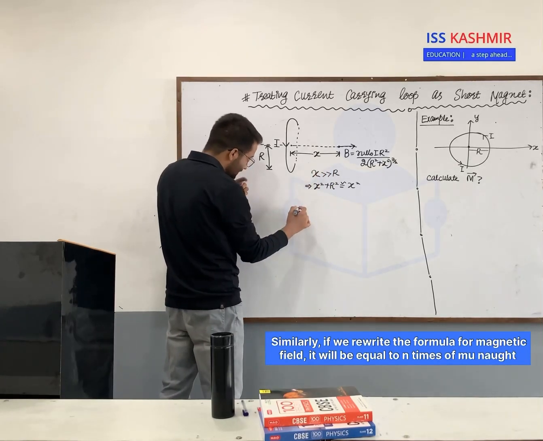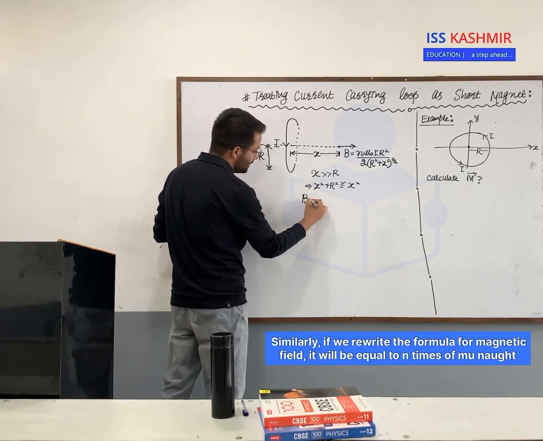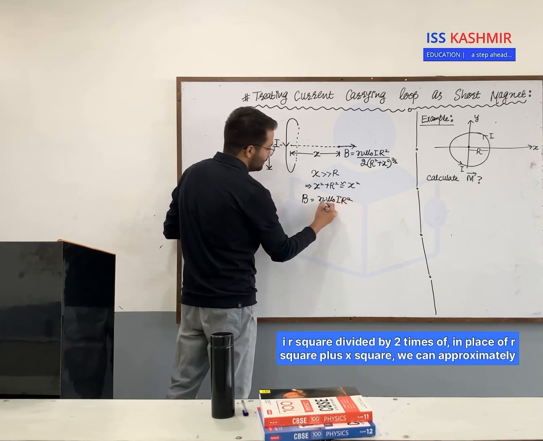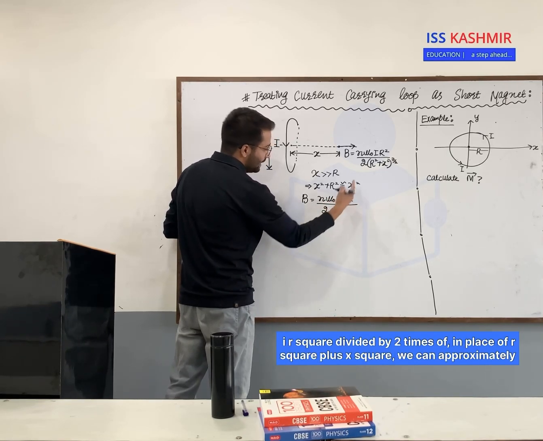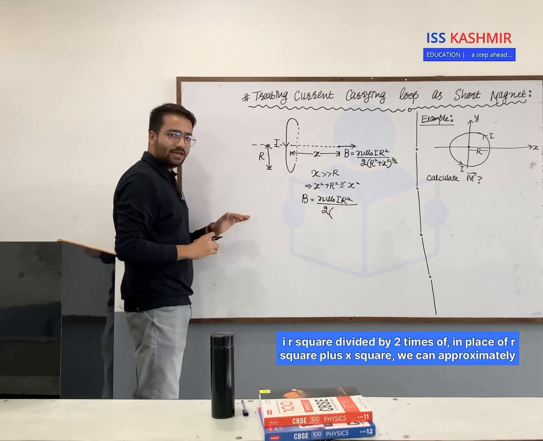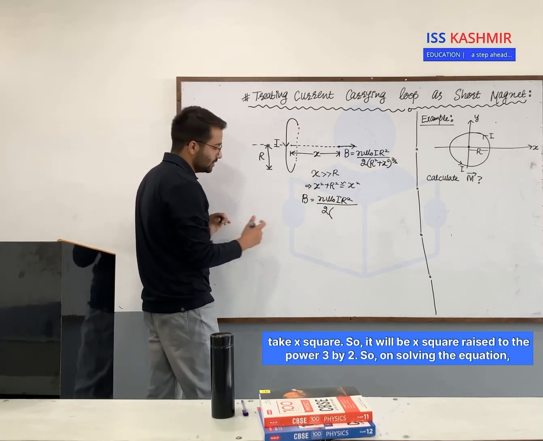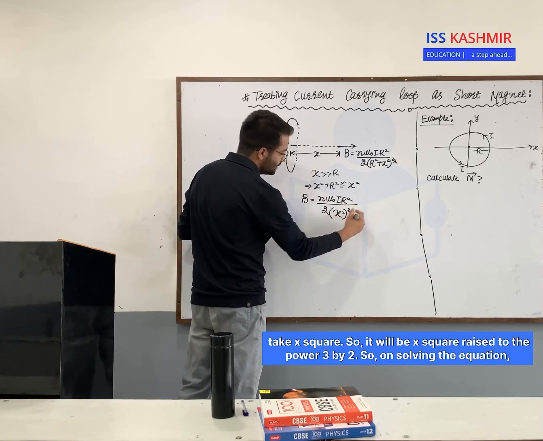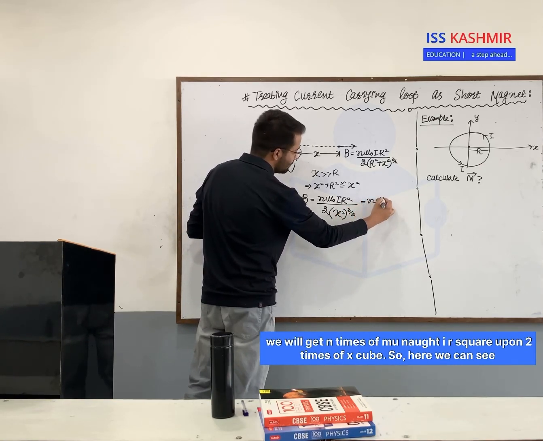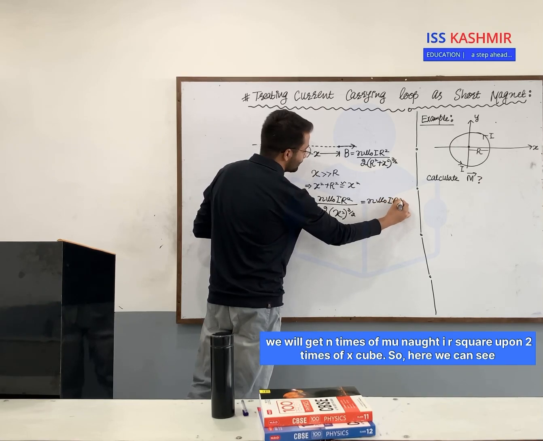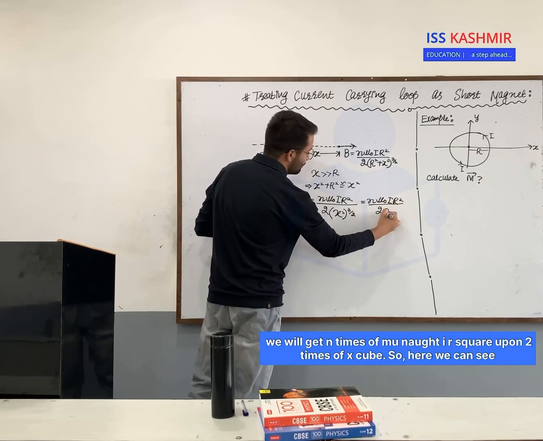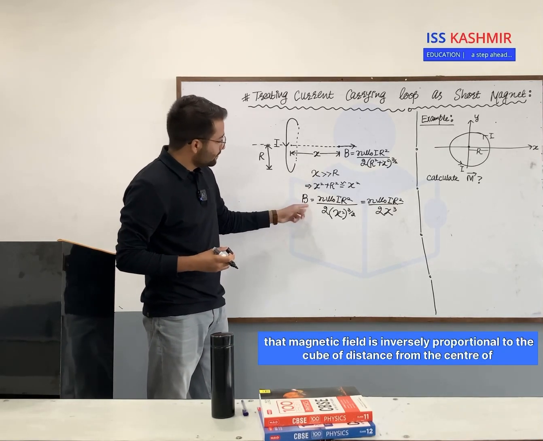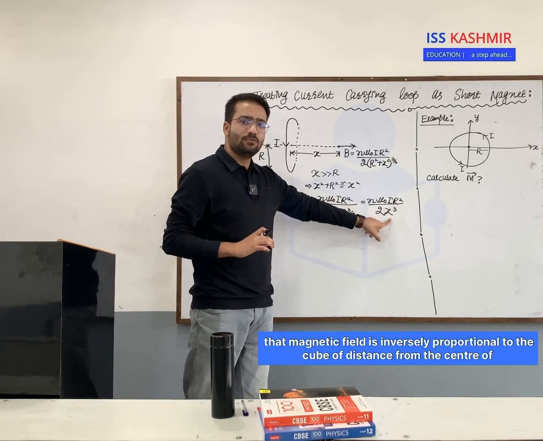Similarly, if we rewrite the formula for magnetic field, it will be equal to N times mu naught I r square divided by 2 times, in place of r square plus x square we can approximately take x square, so it will be x square raised to the power 3 by 2. On solving the equation we will get N times mu naught I r square upon 2 times x cube. Okay, so here we can see that the magnetic field is inversely proportional to the cube of the distance from the center of the loop.